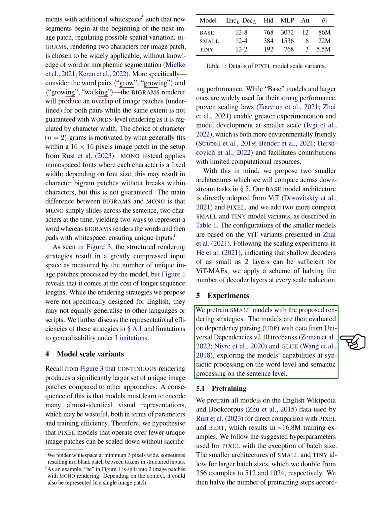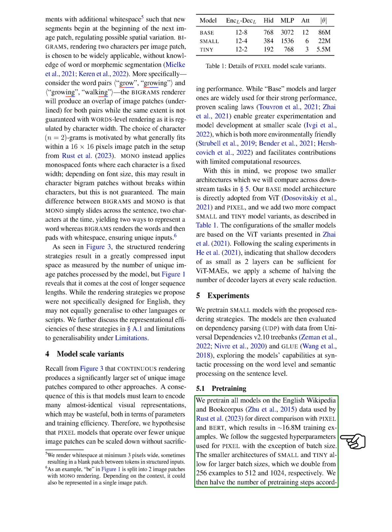We pre-train small models with the proposed rendering strategies and then evaluate them on dependency parsing, UDP, with data from Universal Dependencies version 2.10 treebanks, and GLUE, to explore the model's capabilities at syntactic processing on the word level and semantic processing on the sentence level. We pre-train all models on the English Wikipedia and Bookcorpus data for direct comparison with Pixel and BERT, which results in approximately 16.8 million training examples.